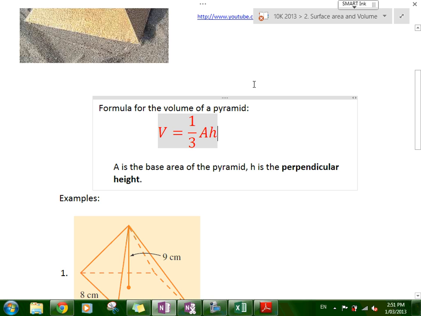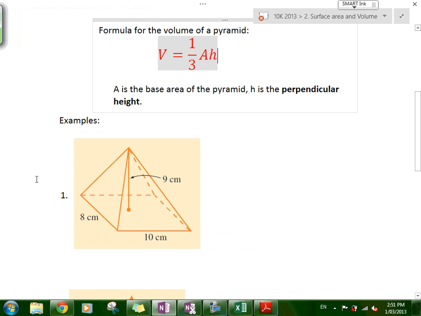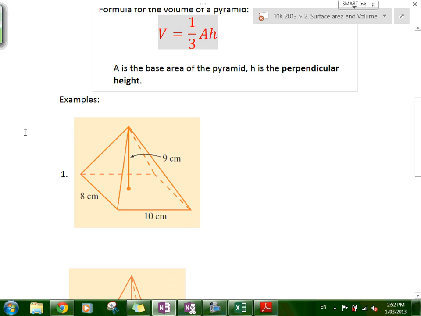Right, so we're going to have a look at a couple of examples. Remember, V equals 1/3 area times the height. First one, we've got a pyramid with a base of 8 and 10, 8 by 10, and the height of 9. So this is the way we find its volume.